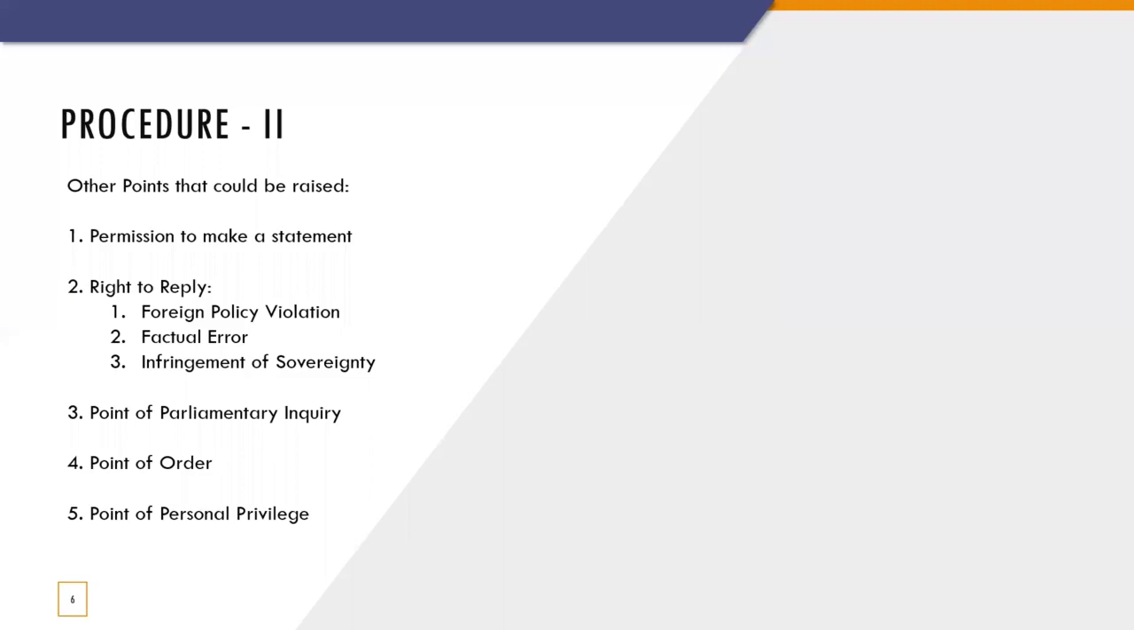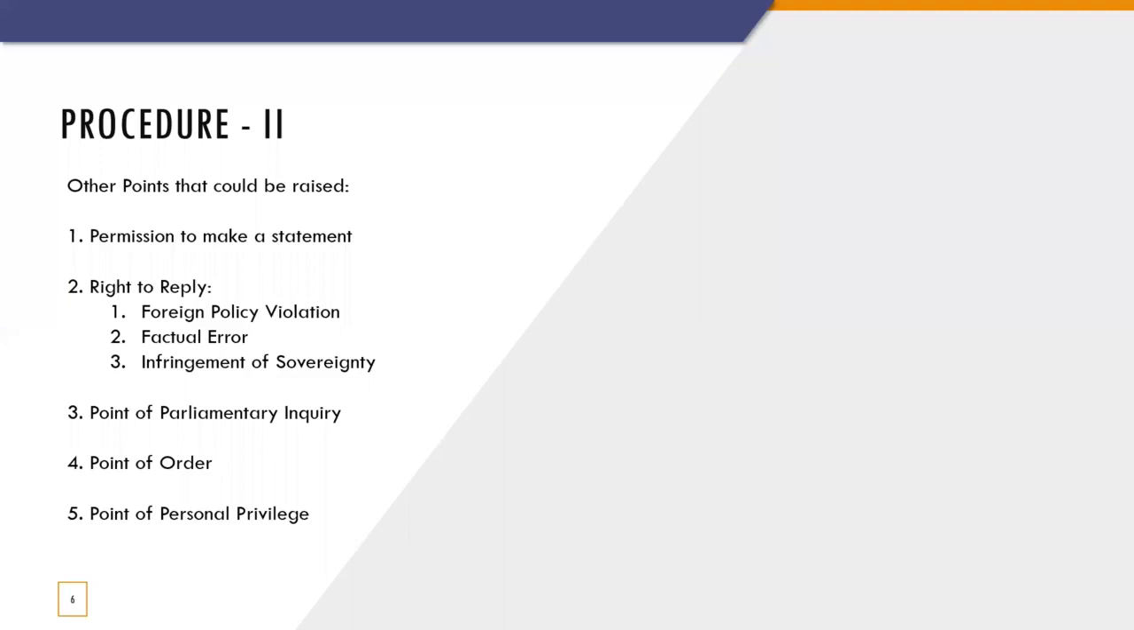Our second tool as part of procedure would be the right to reply. This is something important. There are three grounds to make a right to reply. The first ground is a foreign policy violation, the second is a factual error, and the third is an infringement of sovereignty. The right to reply is essentially where you as a country have a right to give a response when a certain nation or another delegate points something out or gives a remark.